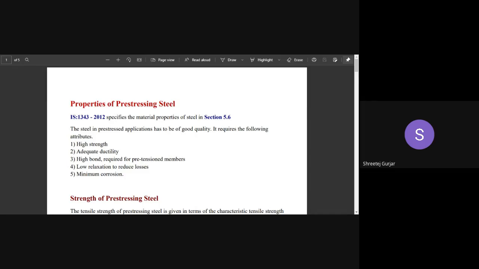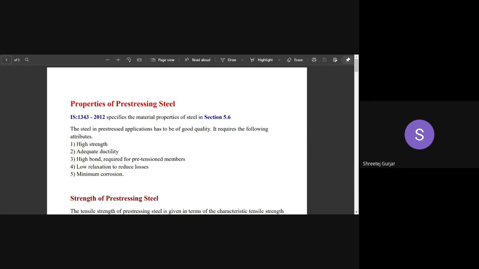We have to have good quality pre-stressing steel, which has higher tensile strength, because the tensile force which we apply is in the range of thousands, right? It is in the range of 1500, 2000, 3000. If that is the amount of tensile force which we apply, then our HYSD bars and mild steel bars will simply fail. So we have to use good quality and high strength pre-stressing steel. It has to have the following attributes.